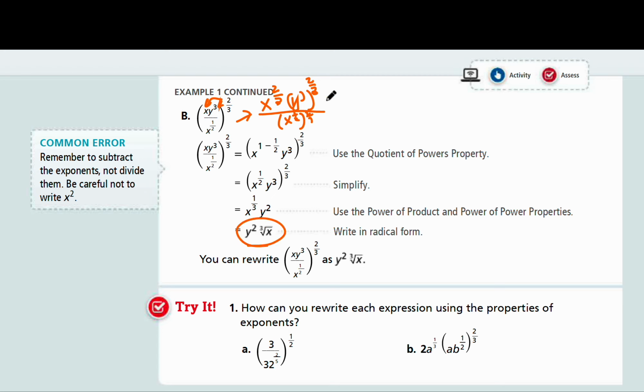Yeah. So why can we distribute the powers? So think of the power of product property and then the power of power property as well. So do it step by step using the properties of exponents. Let's look at try number 1. How can you rewrite each expression using the properties of exponents? So rewrite them, simplify as much as you can. Pause the video, see if you can do it by yourself. Come back when you're ready for answers.